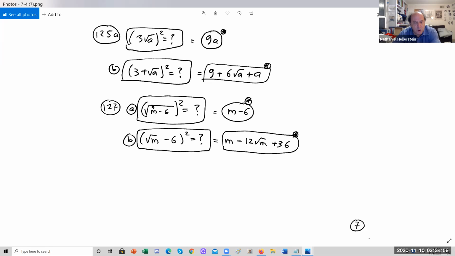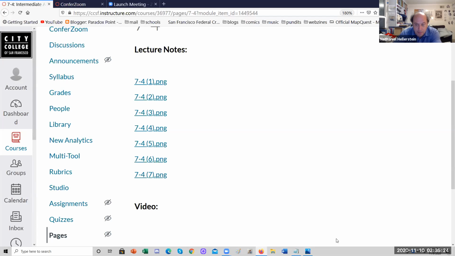This one's easy. A square root of a square cancels, leaving m minus 6. Here you have the square of a difference, which is square minus twice product plus square. Root m squared is m. 6 squared is 36. 2 times root m times 6 is 12, so minus 12 root m. So m minus 12 root m plus 36. Okay, that concludes that.